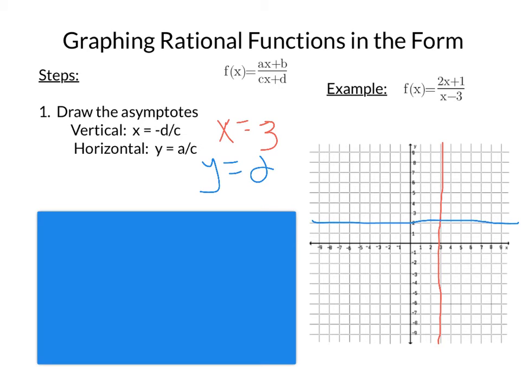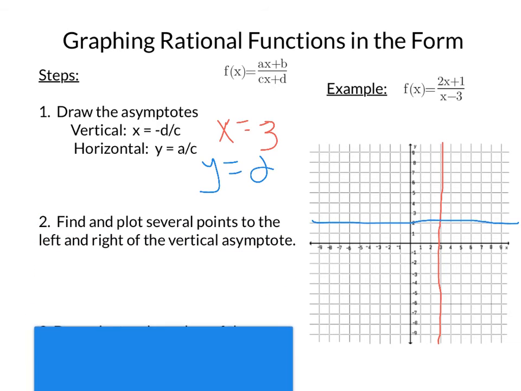My second step remains the same. Find and plot several points to the left and right of the vertical asymptote. 3 values that are to the left of my asymptote 3 are 0, 1, and 2. So I'm going to take those values and plug them into my function, and I would get the following 3 points. 0, negative 1/3.